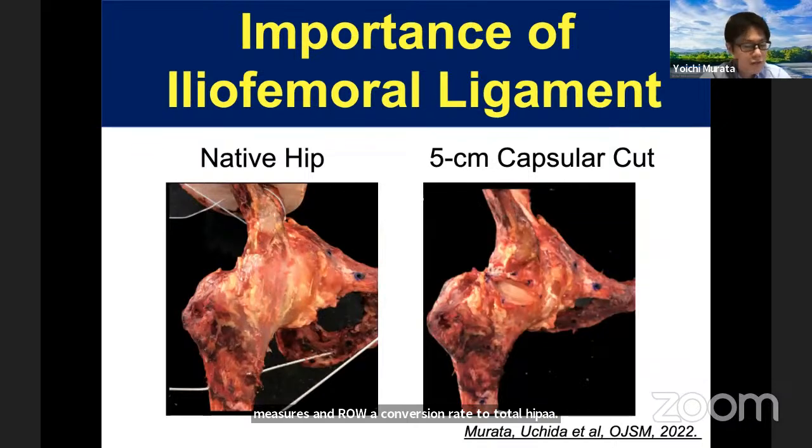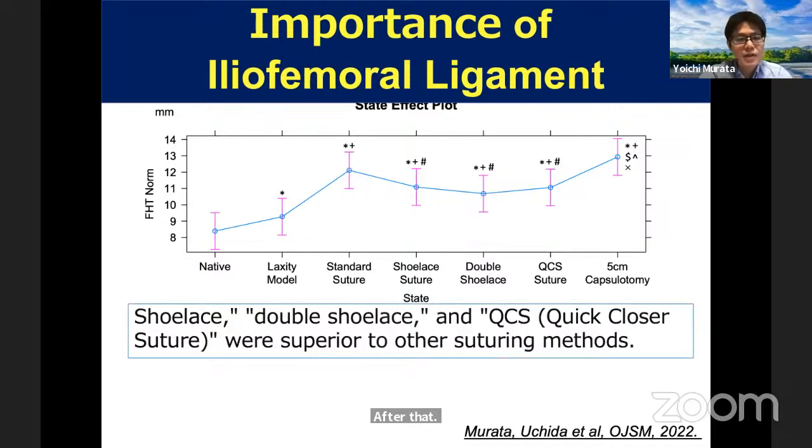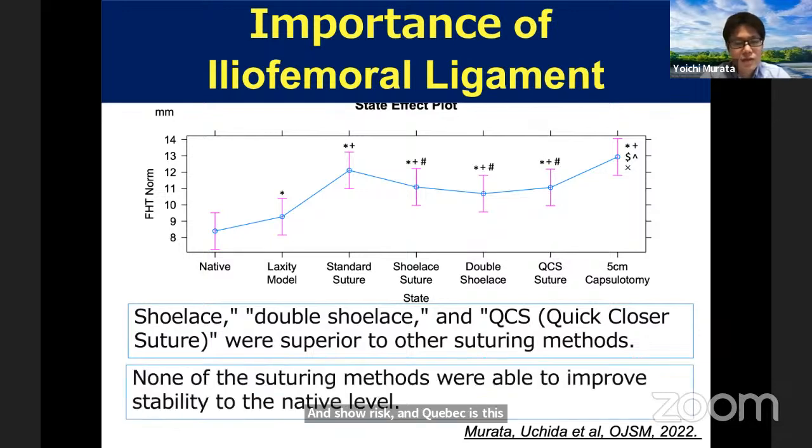Additionally, we performed a cadaver study comparing the native hip with a 5 cm capsule cut. After that, we repaired it with various suture patterns. And shoelace, double shoelace, and Quebec City slider were superior to other suturing methods. And none of the suturing methods were able to improve stability to the native level.